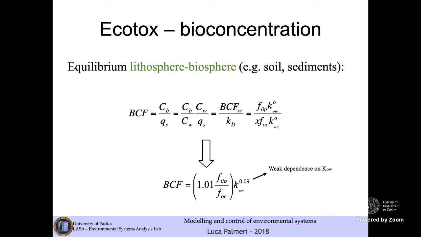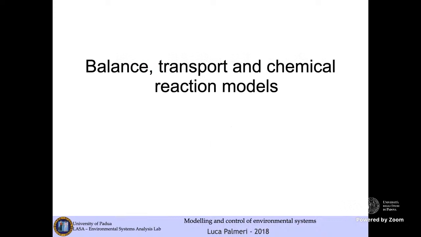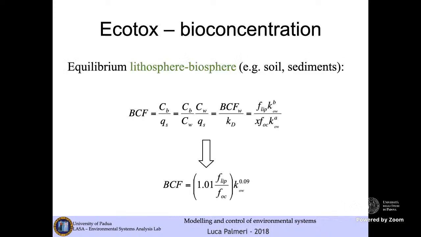This means that in general, in the lithosphere-biosphere equilibrium, you may expect to find the toxic substance, independently from its characteristics, to move toward one of the matrices depending on the lipid content of organic matter or on the organic carbon content of the soil. So here we are describing how toxics tend to move from the water column onto the organic matter lipid fraction and onto the solid organic carbon content.